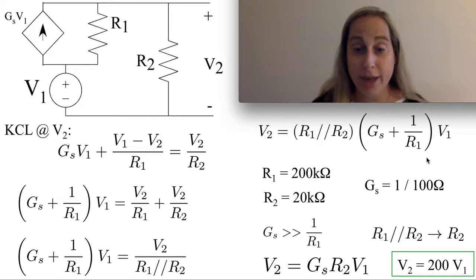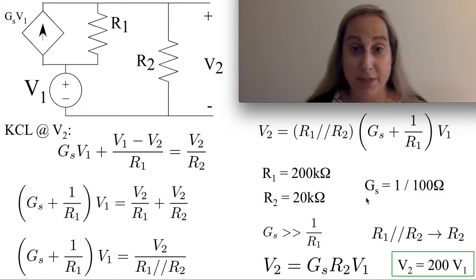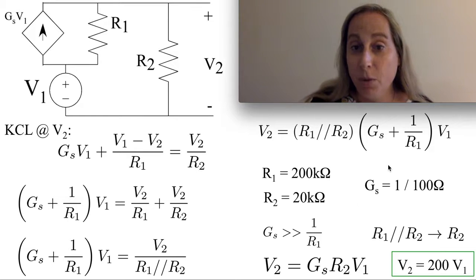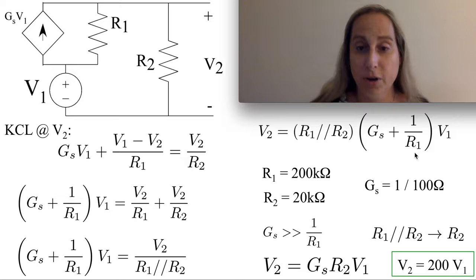You think this is great, and now I should just be done, and I could plug in numbers and finish. And you could do that, and that's fair. Imagine I have these as my values, which would not be surprising values for particular bias conditions, for GS, R1, and R2. But notice a couple things. One place I've got GS, and I've got 1 over R1. GS is 1 over 100 ohms. 1 over R1 is 1 over 200 kiloohms.